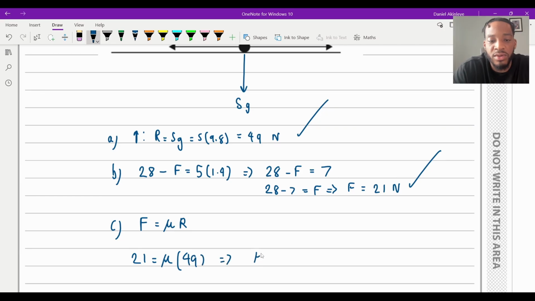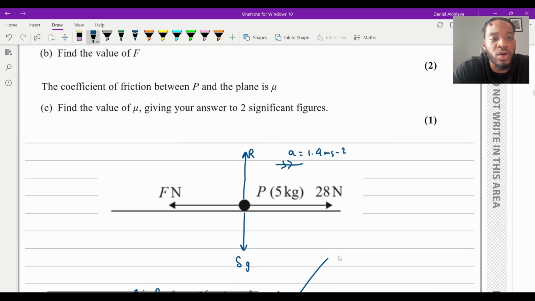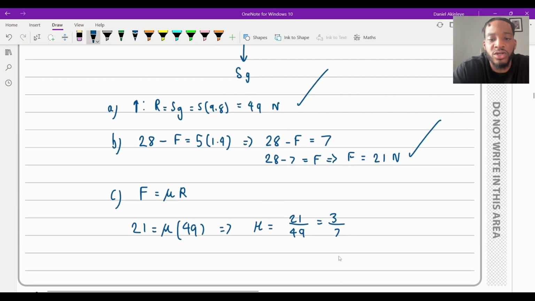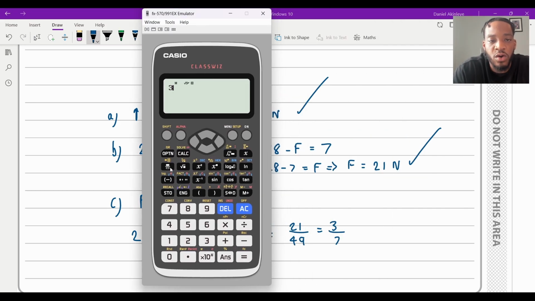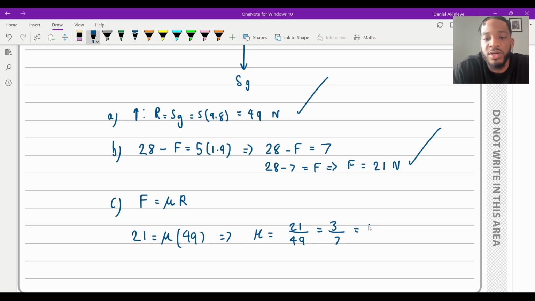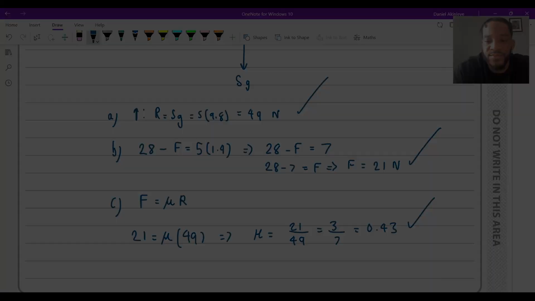Meaning that mu is going to equal 21 over 49. And what is this? 21 over 7 is 3, 49 over 7 is 7. It's just 3/7. They wanted it to two significant figures, so 3 over 7 to two significant figures is 0.43. And that will be our coefficient of friction. That's part C finished, and that's question 2 finished.